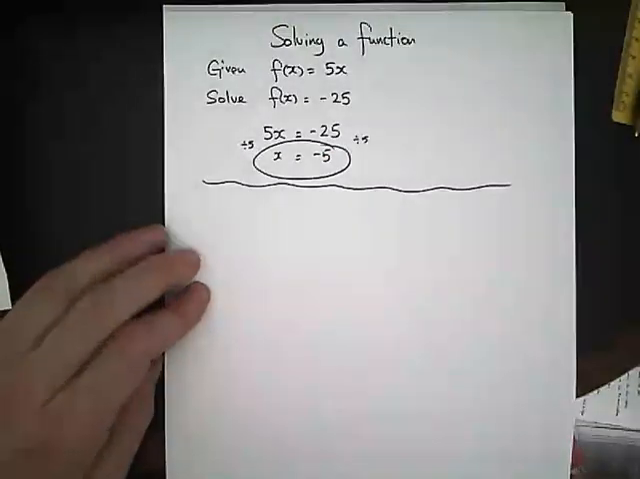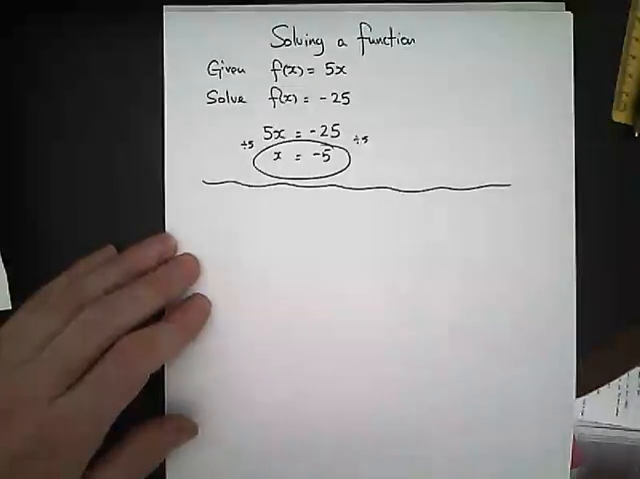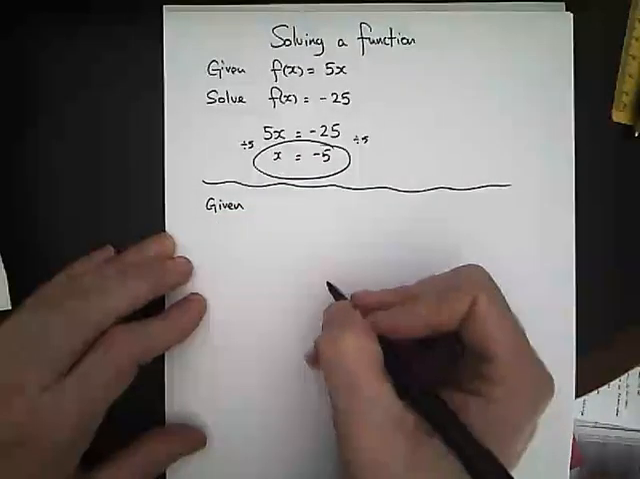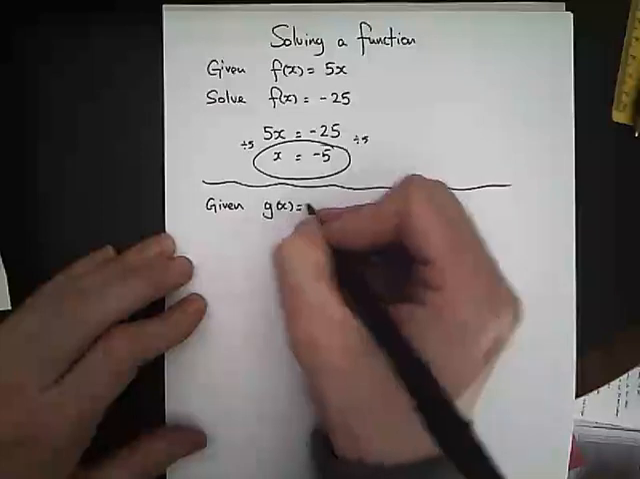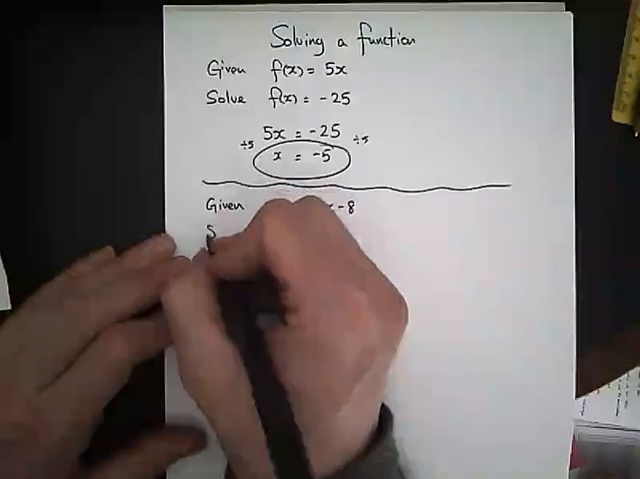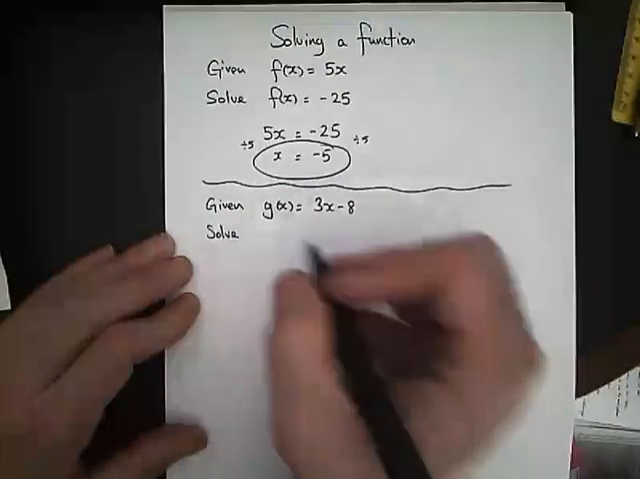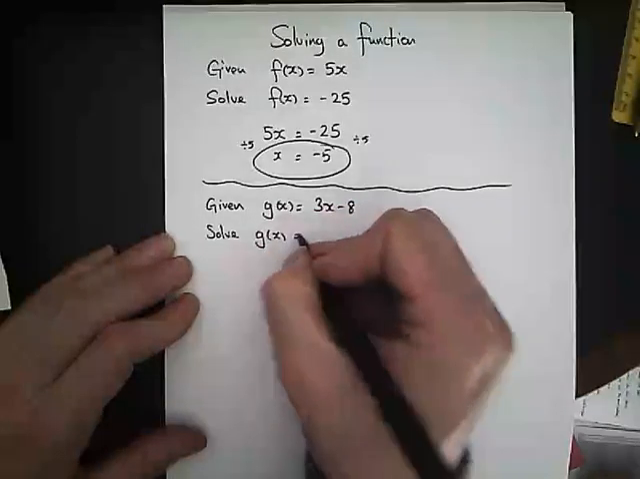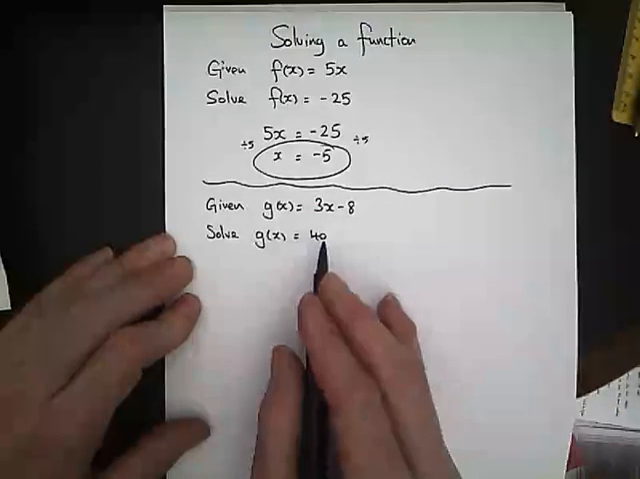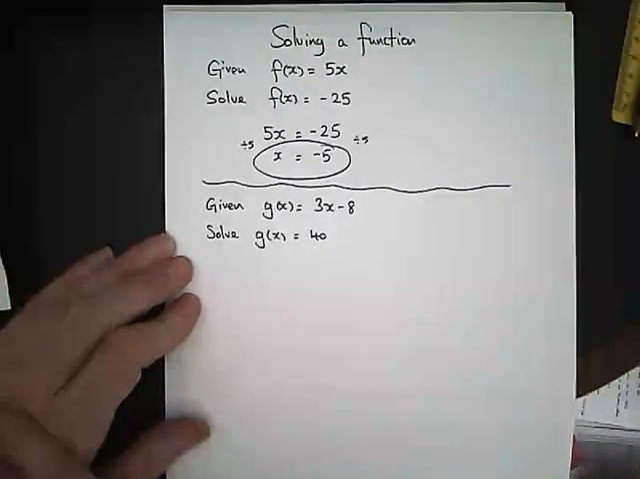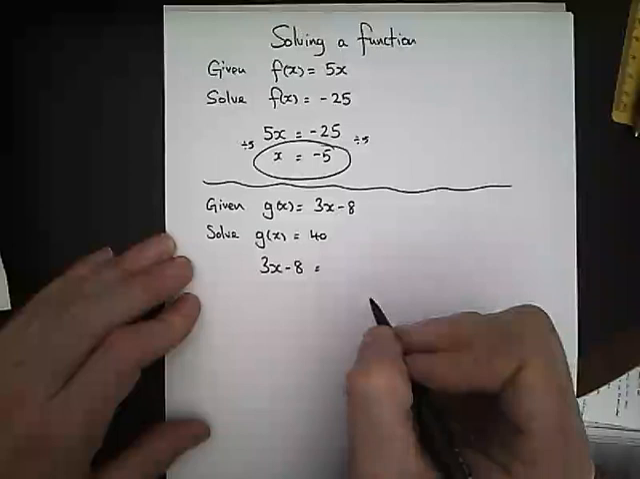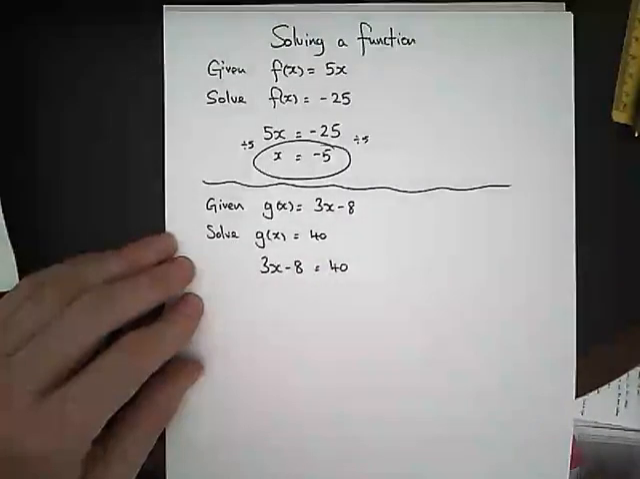Okay. Let's look at another example where it gets a little bit harder. Right, given g of x is equal to 3x minus 8. Solve, or find the value of x, when g of x equals 40. So what we want to do is find the value of x that will give me 40 as an answer. So I take my function, 3x minus 8, and I make it equal to the 40. And then I solve my equation.